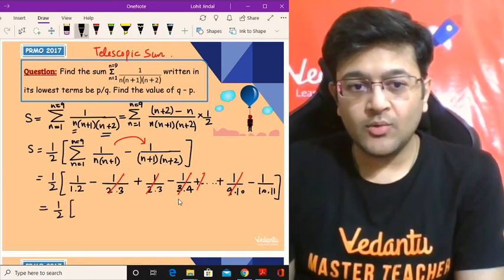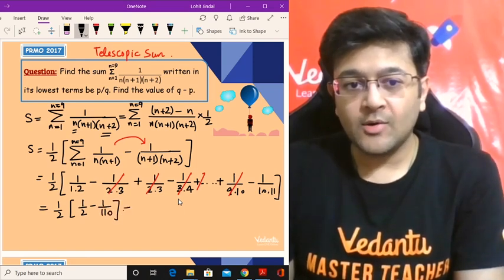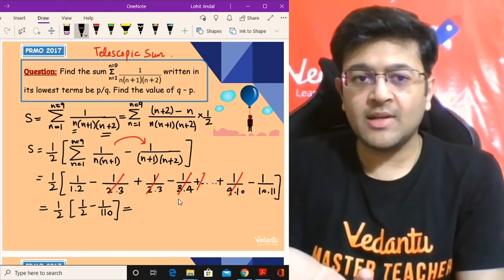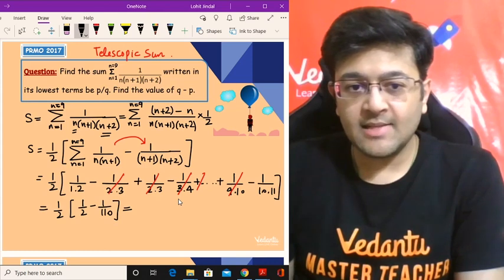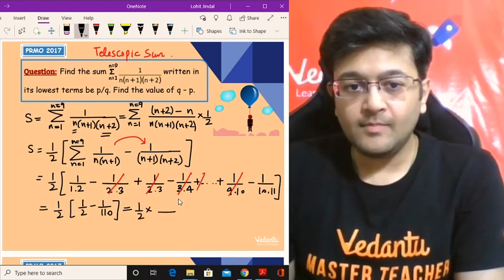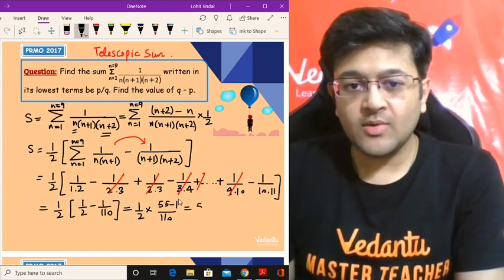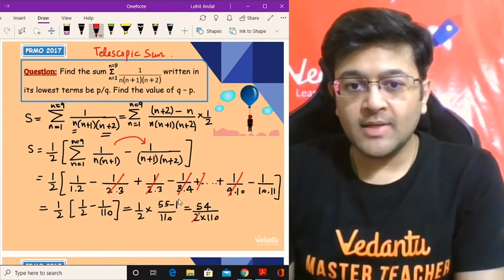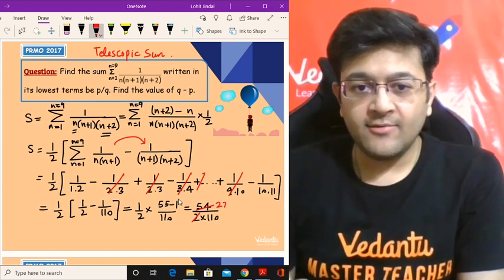So 1 upon 2 into 1 upon 2 minus 1 upon 110, the last term. Okay, so now just take the LCM and you are done with this question more or less, because the final answer is in the form of P by Q. So let's see this LCM, taking the LCM, 110. So 55 minus 1, you get 54 over 2 into 110. So let's cancel it out. So 2 will cancel, giving 27, right? So it will not cancel any further, I think.